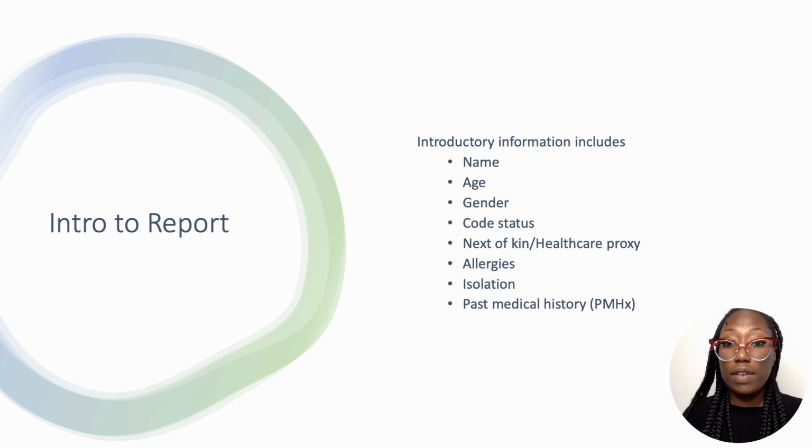Now, anytime you give an intro to the report, you want to mention all these key elements first: the name, the age, the gender, the code status, the next of kin or the healthcare proxy, any allergies that stand out, and the isolation precautions. This doesn't need to take too long, 20 to 30 seconds max to say all of this. Now, for the allergies, if there is an extensive list of allergies, you don't have to mention every single one.